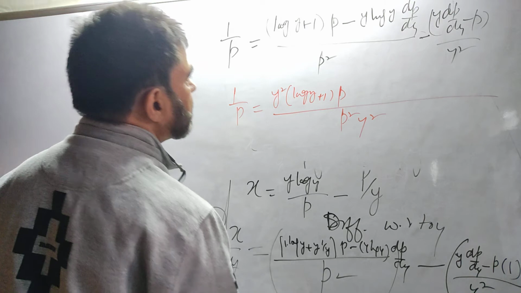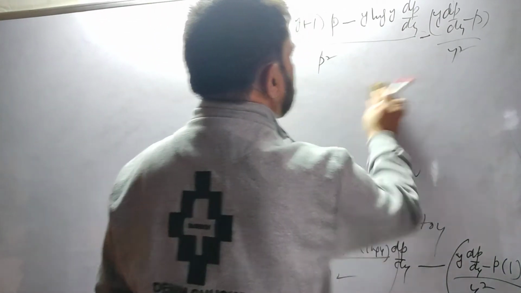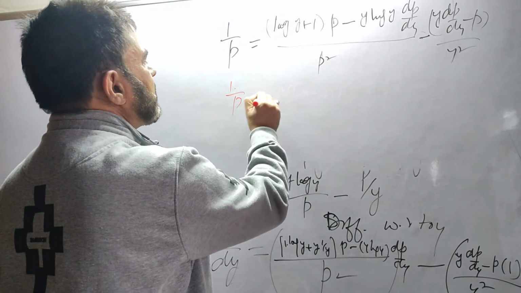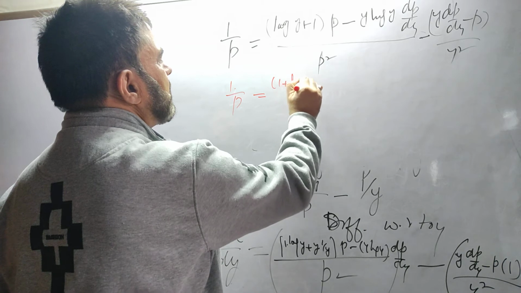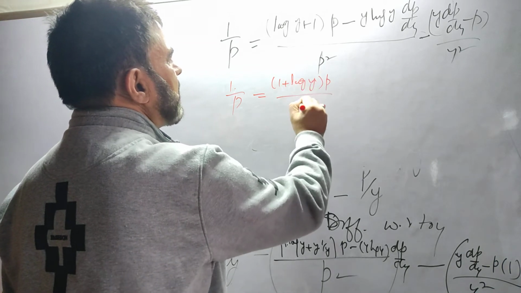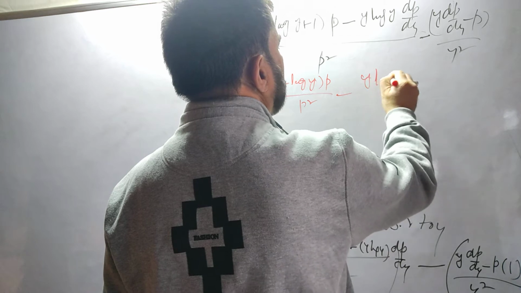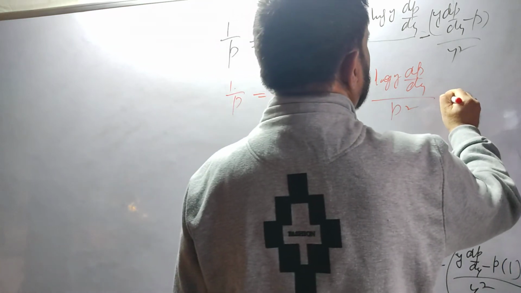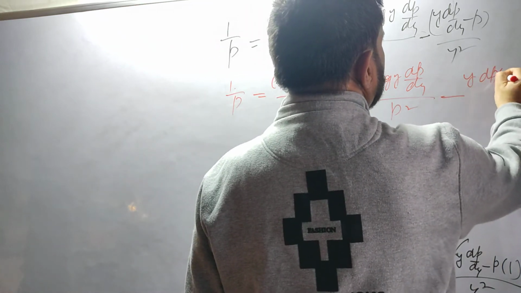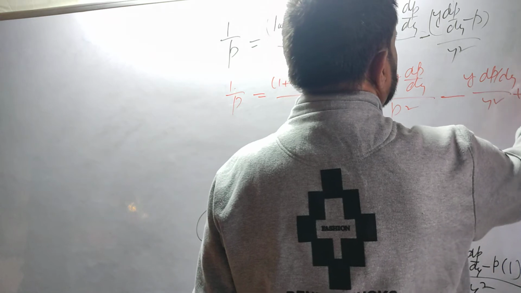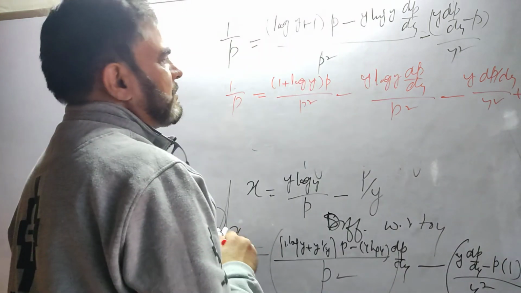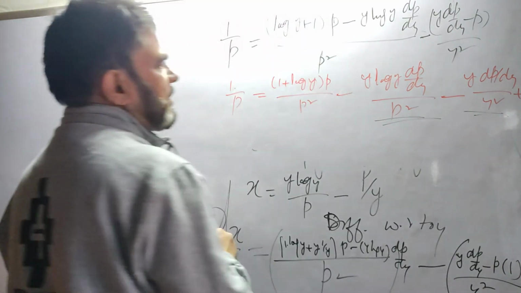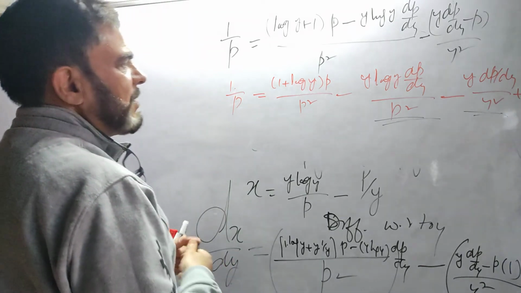Or you can split it first. You can write it in this way also. This way you can write 1 by p is equal to 1 plus log y p by p square minus y log y dp by dy by p square. You can go this way also, minus y dp by dy by y square plus p by y square. You take this here, connect these two terms, you see what you get.